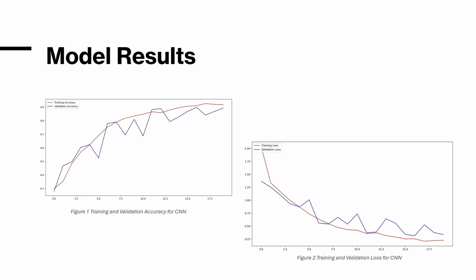Then, this is the final result of my model. The final training accuracy is 0.92 and the final training loss is 0.2. Final validation accuracy is 0.89 and the final validation loss is 0.3. Thank you.